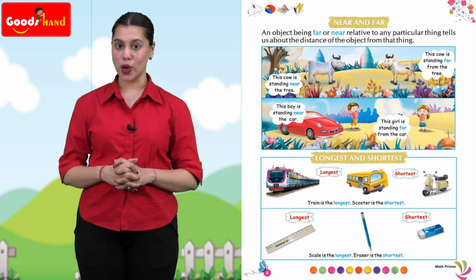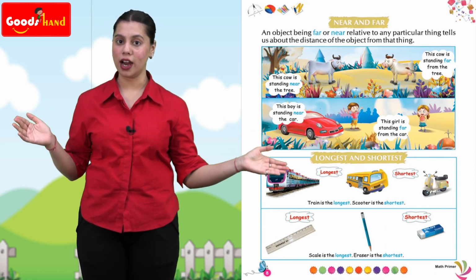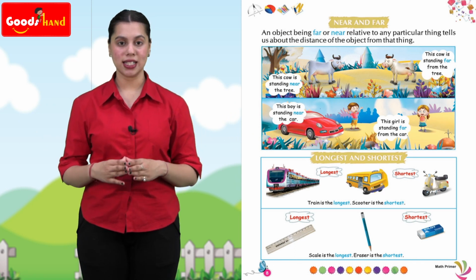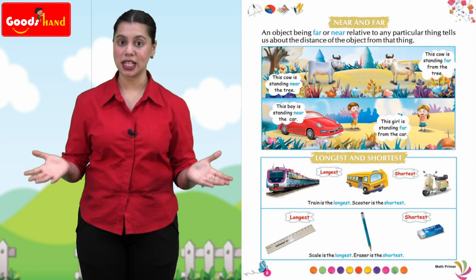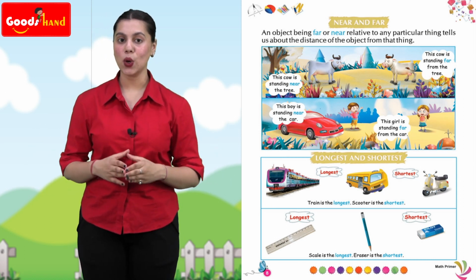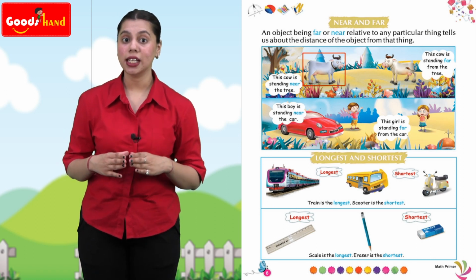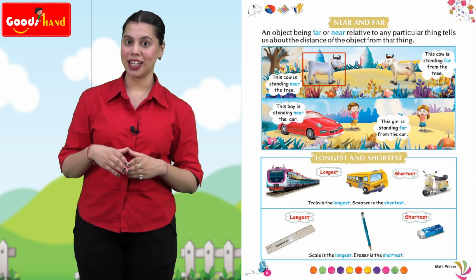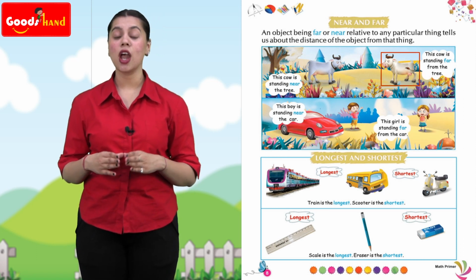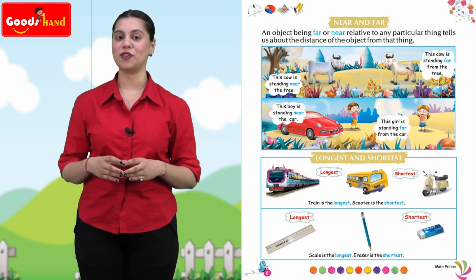Now we will move forward to the near and far. An object being far or near relative to any particular thing tells us about the distance of the object from that thing. Now first we see this cow is standing near to the tree. Now we have this cow standing far from the tree. Now we can clearly see the difference.